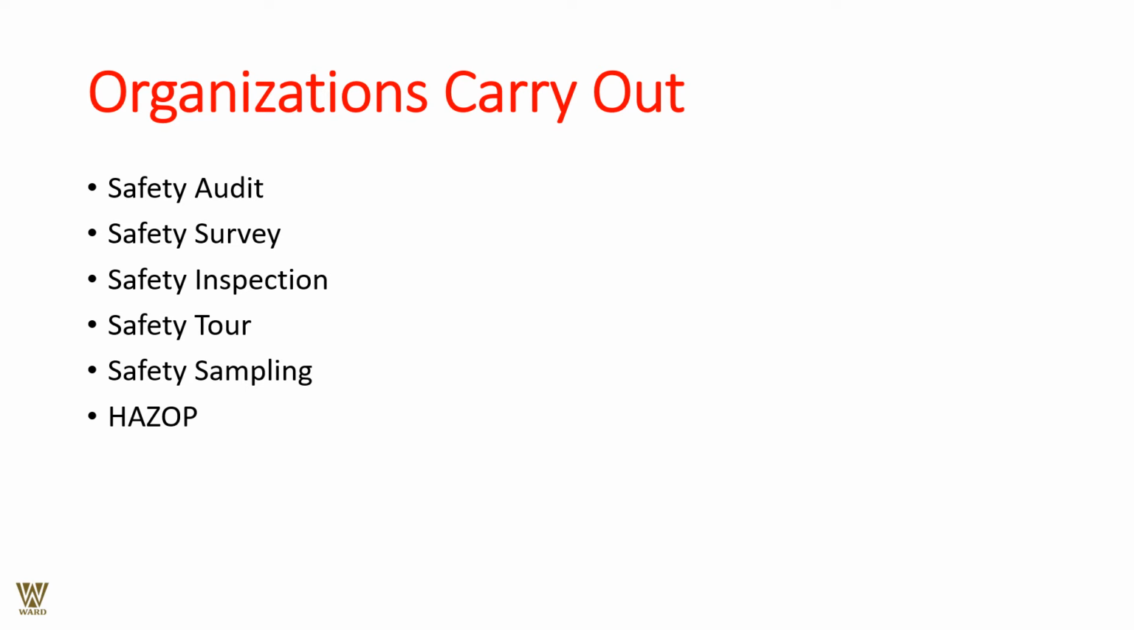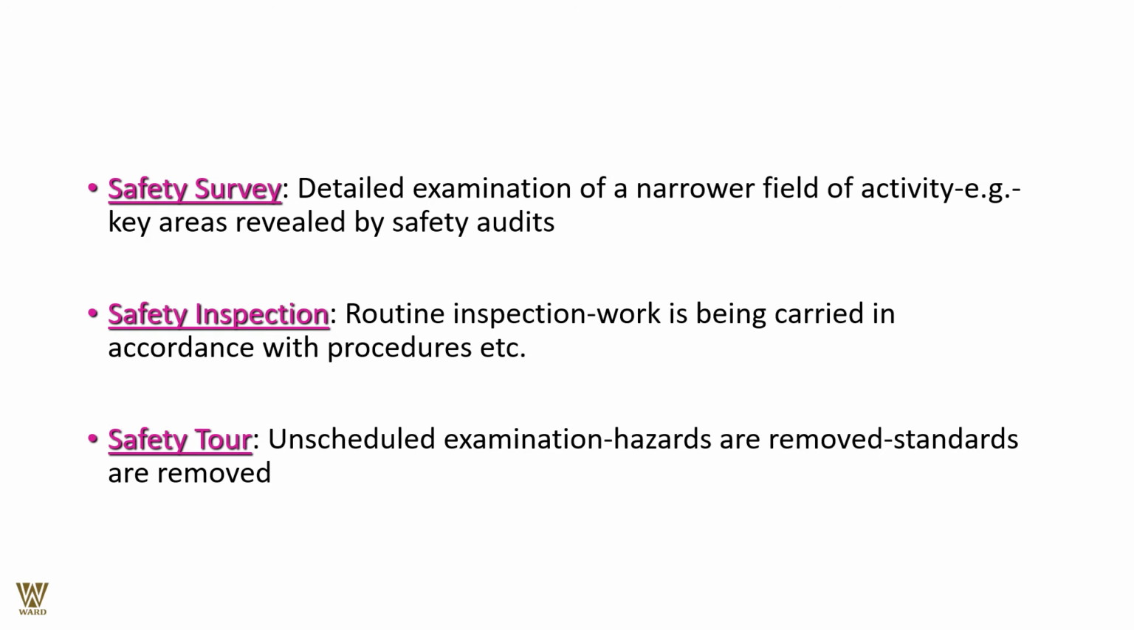So organizations carry out safety audits. We are talking about safety surveys, inspections, safety sampling and hazard analysis and operating procedures as the case might be. We are looking at what the organization can do: regular survey, regular audit, regular inspection, regular tour, and probably even regular cluster sampling, random sampling as the case might be.